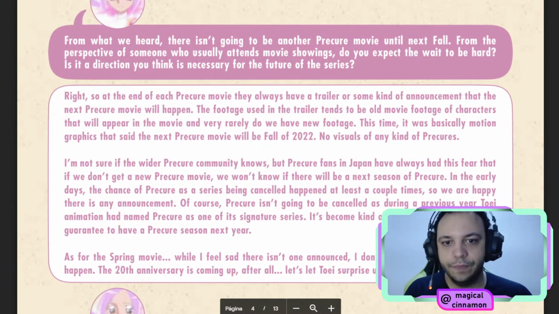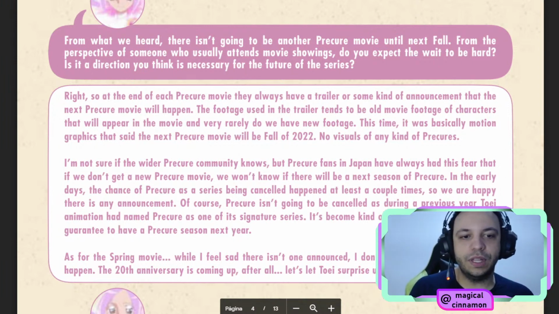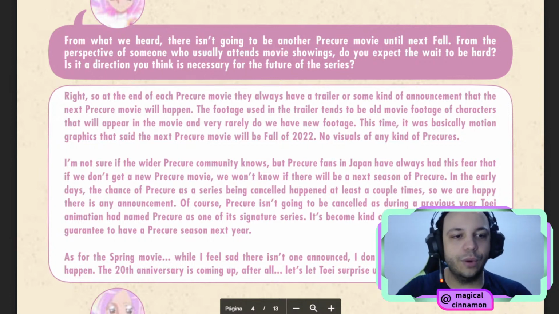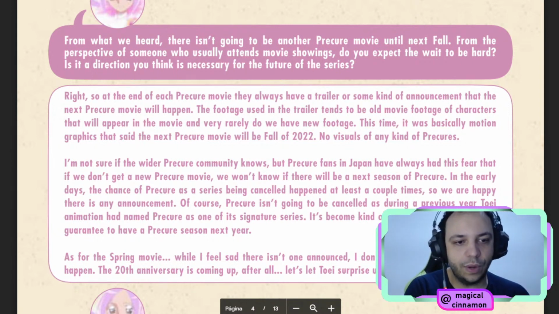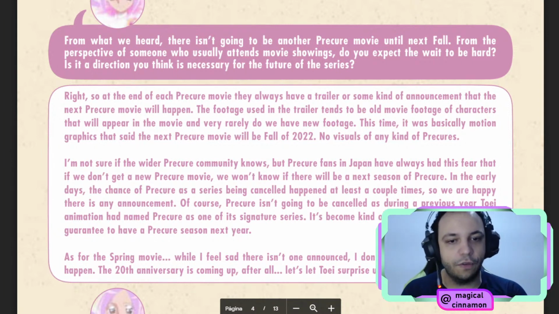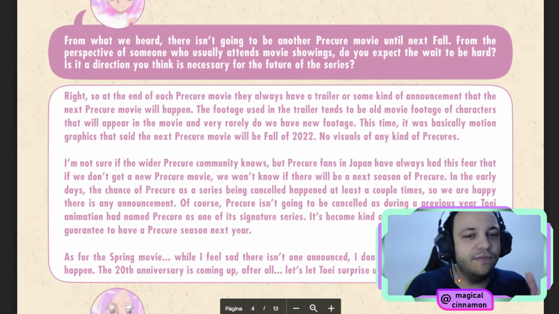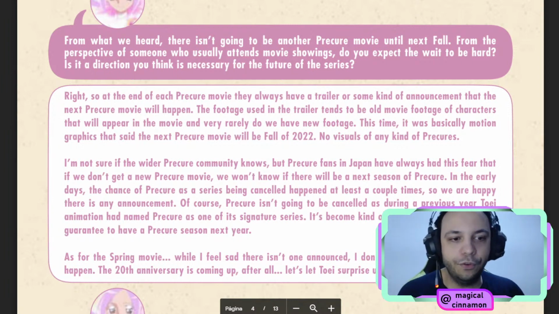And Miluda answered, so at the end of each PreCure movie, they always have a trailer or some kind of announcement that the next PreCure movie will happen. The footage used in the trailer tends to be old movie footage of characters that will appear in the movie, and very rarely do we have new footage.